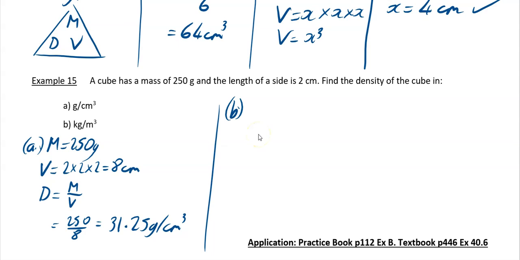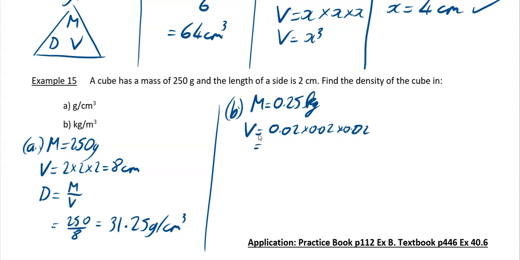Okay, to do this next question, we're going to convert our grams at the start, our mass, into kilograms. So we're going to rewrite 250 grams as 0.25 kilograms. To get my volume in meters cubed, I'm going to write it as 0.02 times 0.02 times 0.02, and that's going to be meters cubed.